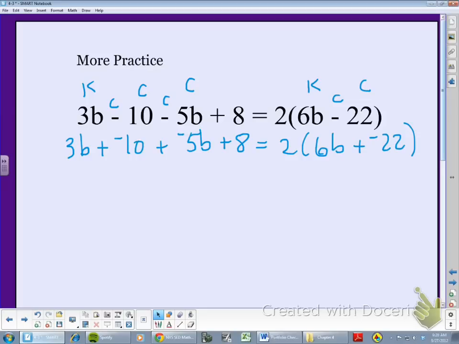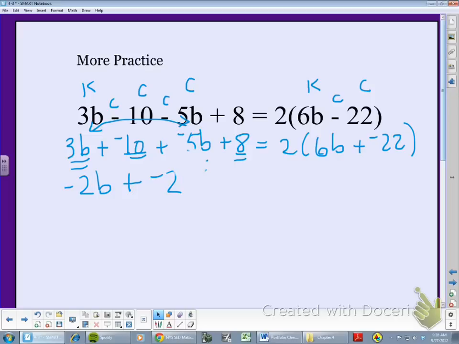Okay, now since I have addition, I can add those two together because I could consider them next to each other, right? That's the commutative property of addition. And when they're next to each other, I would add from left to right. So that's negative 2b plus negative 2, right? Negative 10 plus 8 is negative 2.